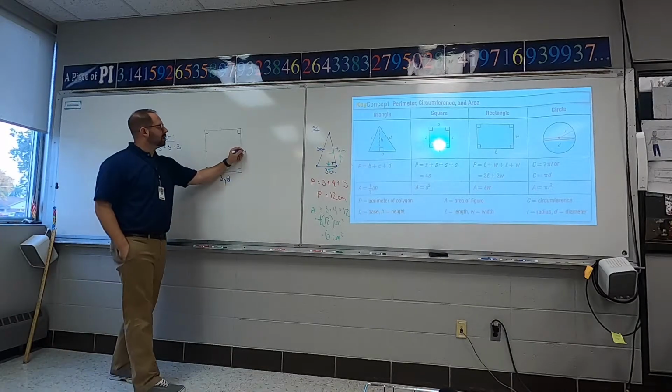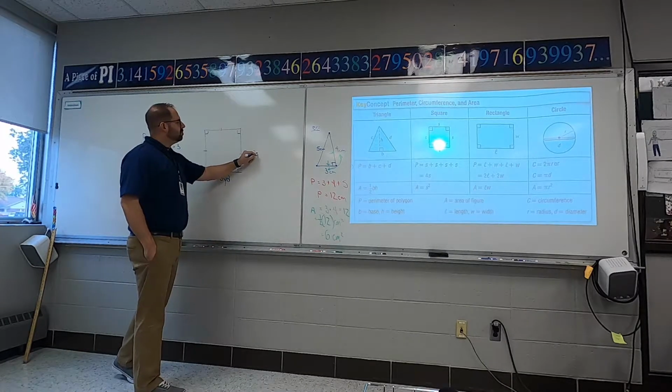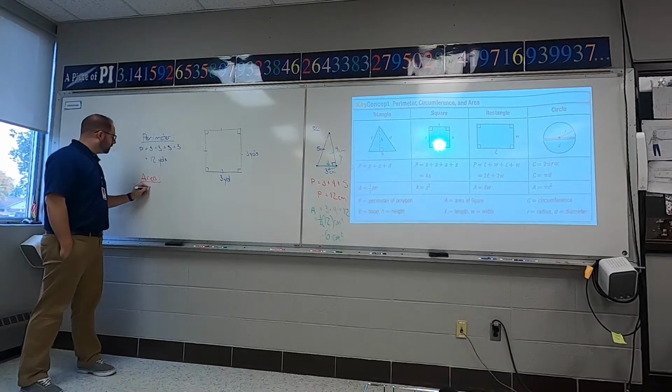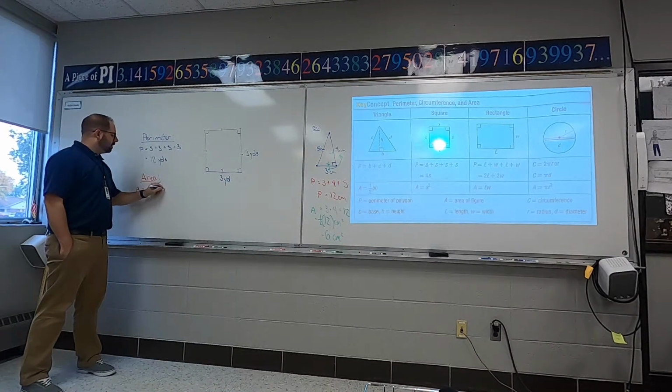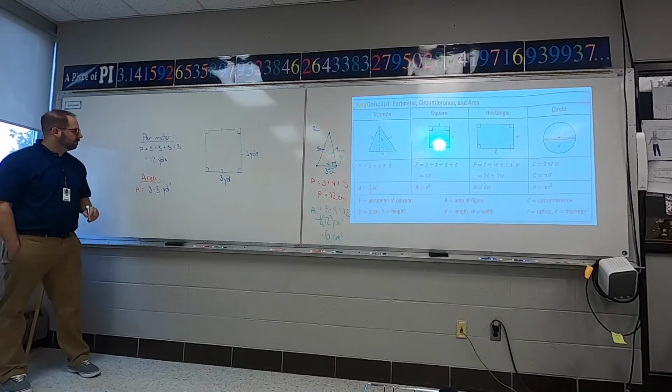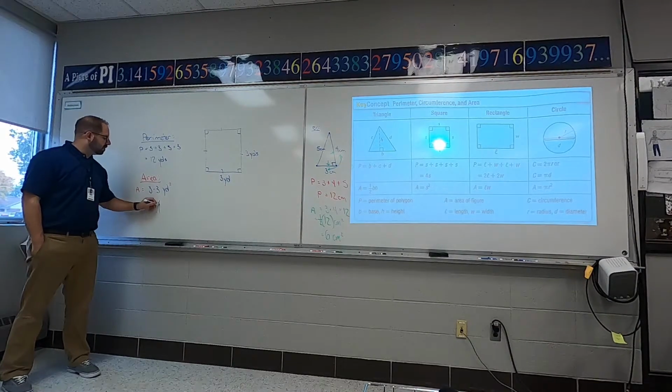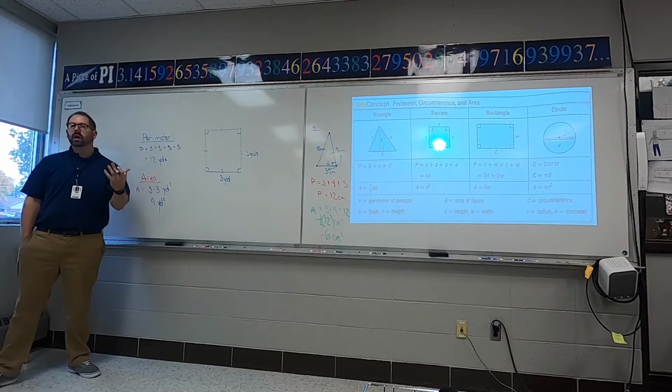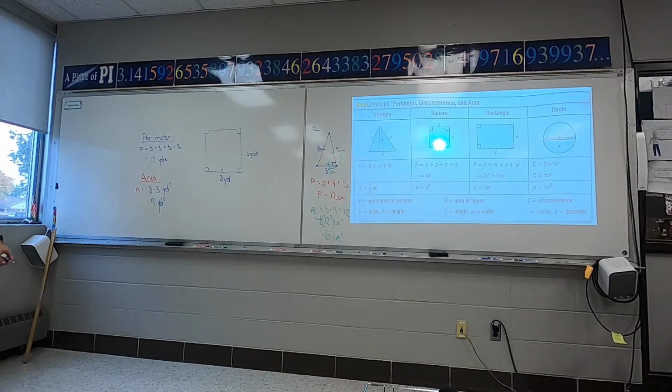So we're doing 3 yards times 3 yards. We're just multiplying those two together. So 3 times 3, and the unit will be yards squared. So this will end up being 9 yards squared. We don't have to cut it in half. We're not doing a triangle or anything like that. That's the answer.